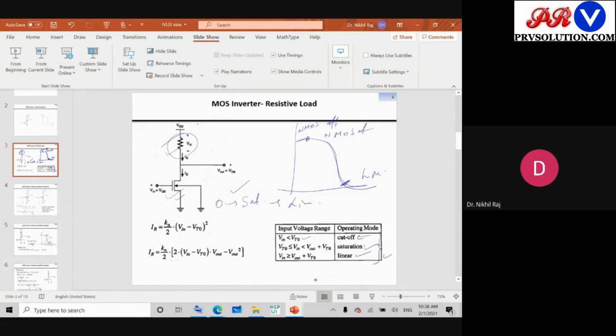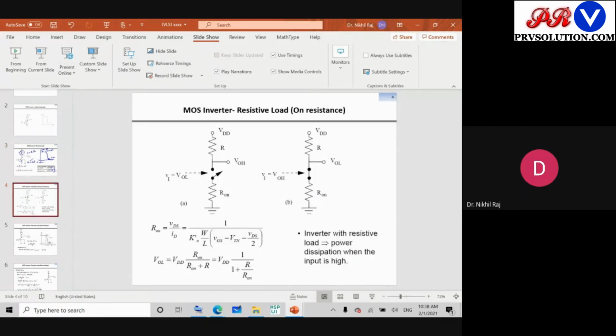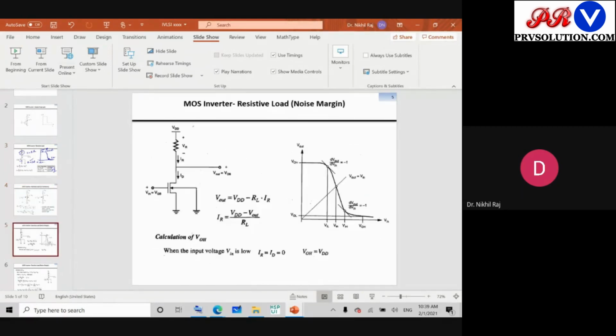So it will directly obey the relation of V equals IR drop. Okay. So in that case, what will happen? So this is the VTC curve again. According to the property, there will be two slopes of minus 1, and a point where V out will be equal to V in.